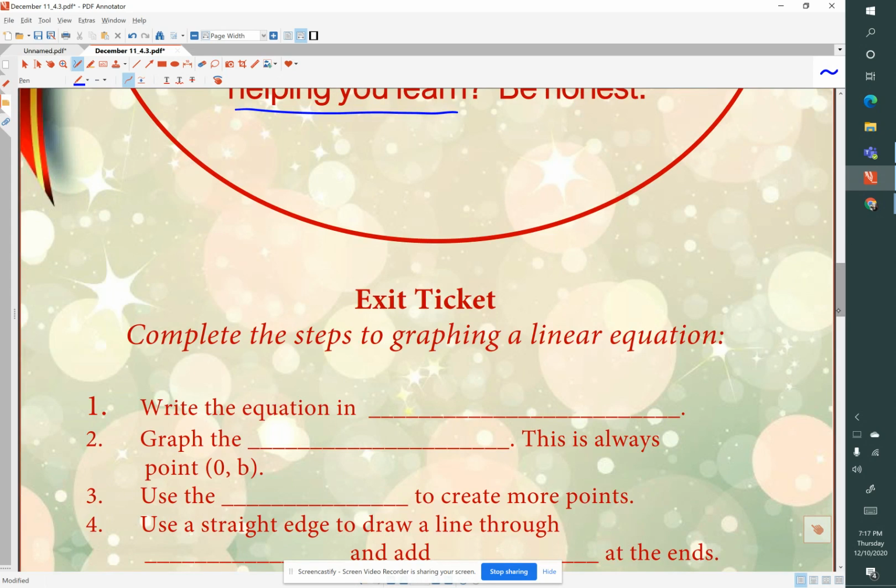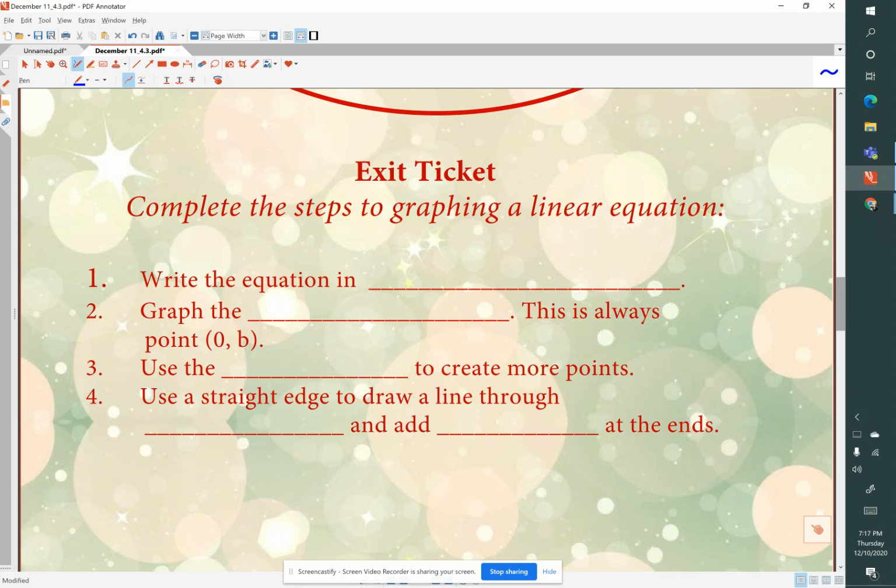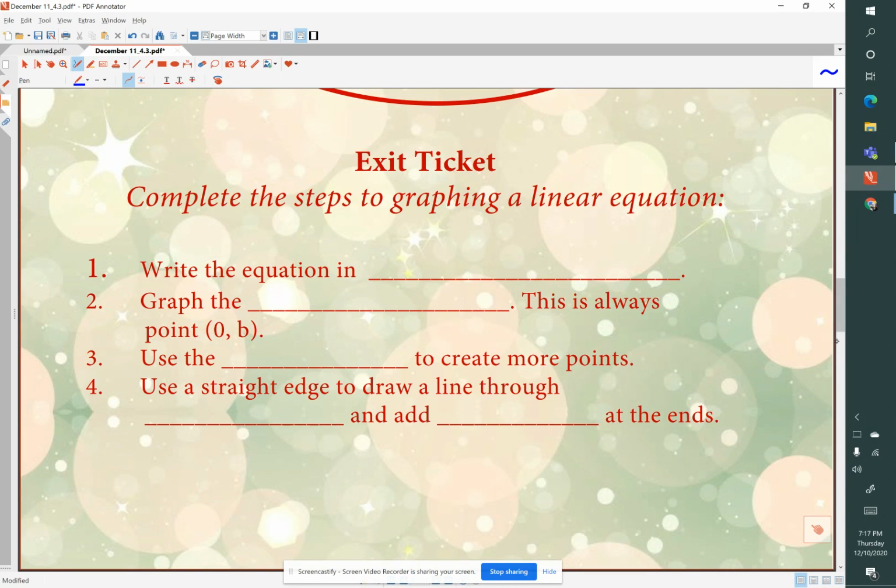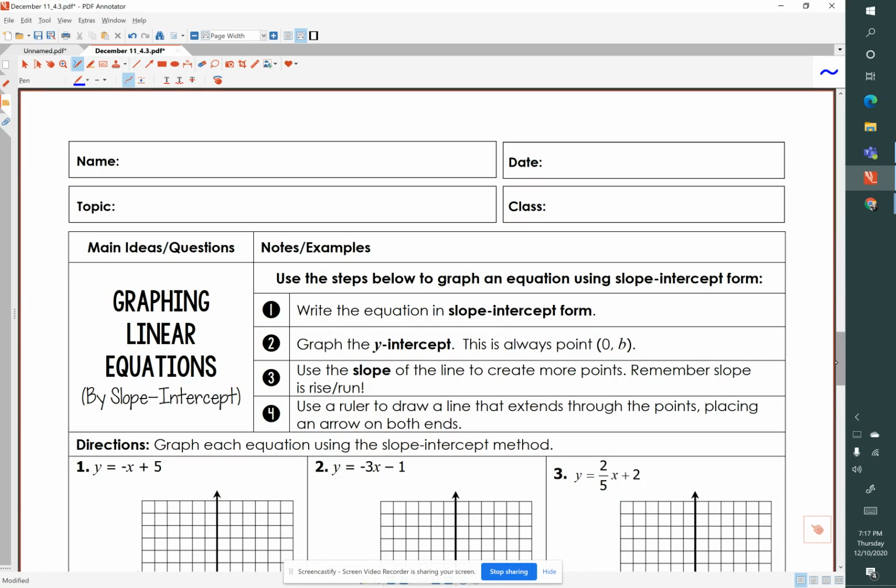So we have our exit ticket that we'll come back to with the steps to graphing a linear equation. So let's get started with our topic, graphing linear equations.